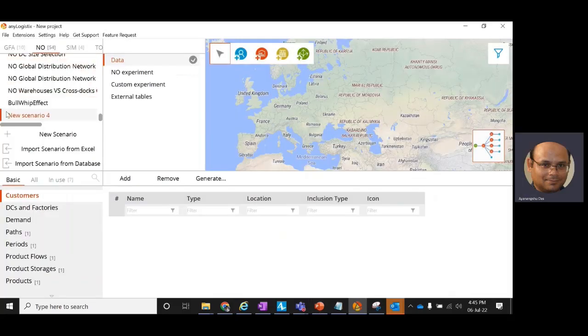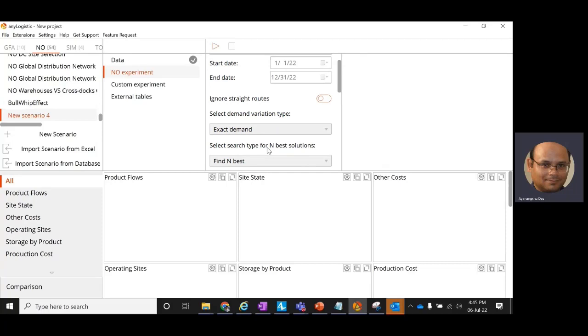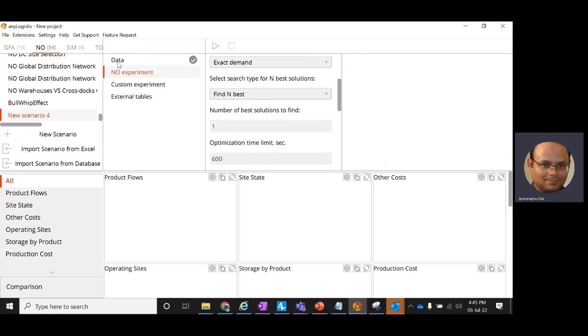On the left-hand side of the window, you see that we have all the scenarios listed. And in the middle part, you see that there are certain choices for each of these scenarios. One is data, where you can see the tables that you can configure. And then the details about the experiment. How do you want to experiment? What is the period for which you want to experiment? And those details, which we will cover later.